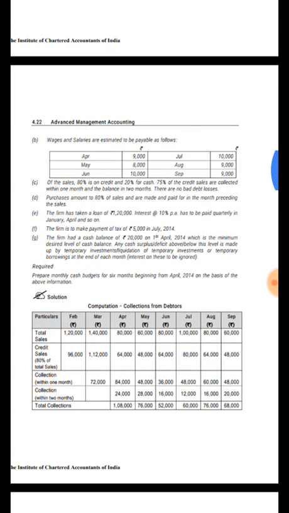The firm is to make payment of tax of 5,000 in July 2014. The firm had a cash balance of 20,000 on 1st April 2014, which is the minimum desired level of cash balance. Any cash surplus or deficit above or below this level is made up by temporary investments or liquidation of temporary investments or temporary borrowings at the end of each month. Interest to be ignored. What is required is to prepare monthly cash budgets for 6 months beginning from April 2014 on the basis of the above information.